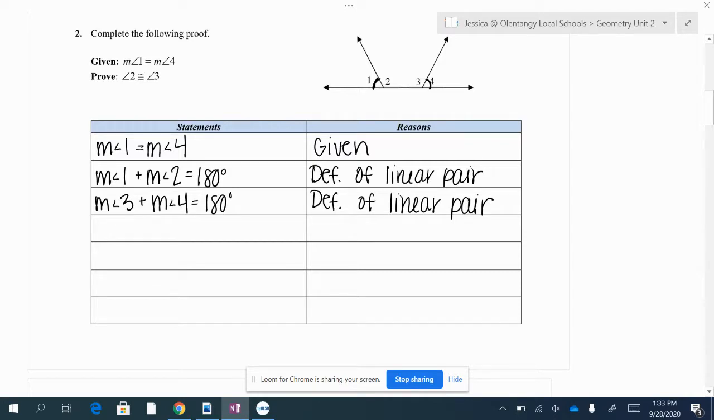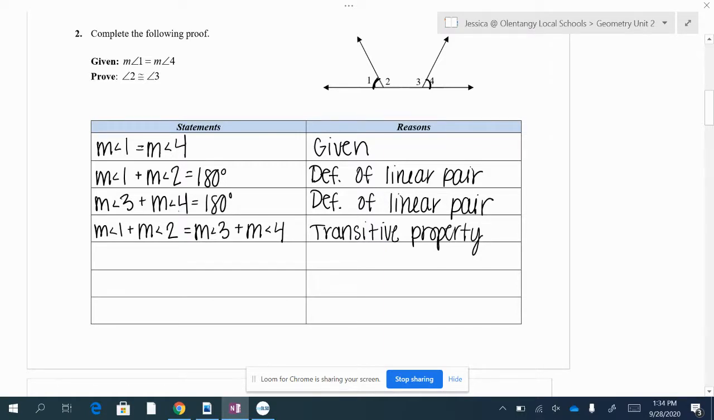And they are both set equal to 180 degrees. Since they are both set equal to 180 degrees, I can set the measurements equal. So I can go ahead and say that measure of angle 1 plus measure of angle 2 is equal to measure of angle 3 plus measure of angle 4. Okay, so that is going to be the transitive property.